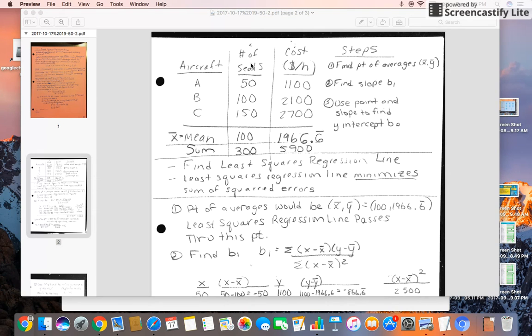So here we go. I found the mean of this column, which is 100. Find the mean of this column, which is this number here, 1966.6 repeating. So that's our point of averages.